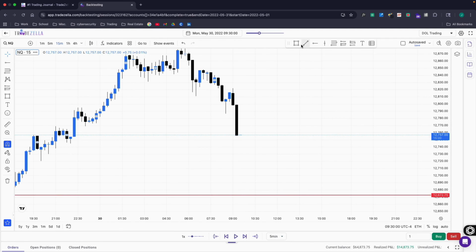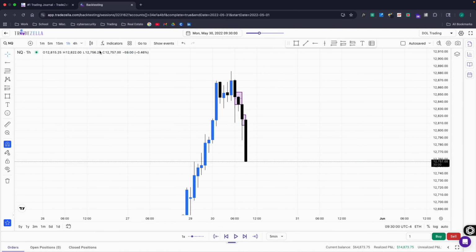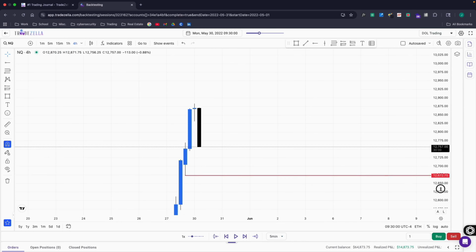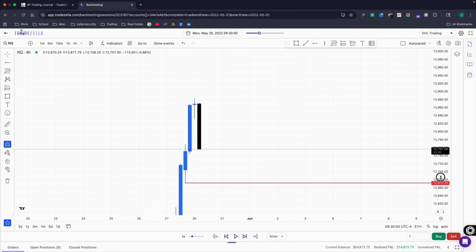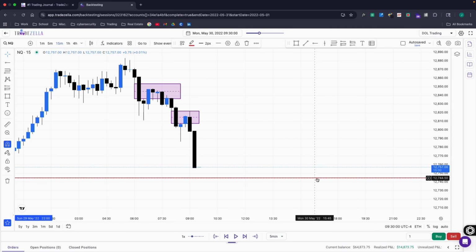We're respecting this 15-minute gap. So we're respecting 15-minute PD arrays. We're bullish on the higher time frames, and we have unfilled gaps below us. Oh, we also have this one. That one's obviously about to get hit soon.